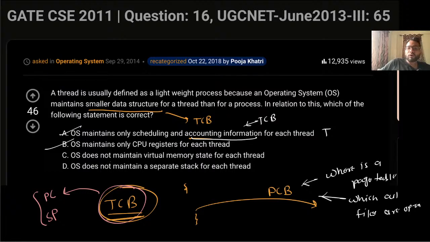This is also true. OS does not maintain virtual memory state for each thread. I think that is false. Virtual memory state means like where is the stack pointer and all. What is the state of the virtual memory that we have? So it is saying does not maintain, so I think this is false. OS does not maintain a separate stack for each thread. Is this true or false? OS actually maintains, right?